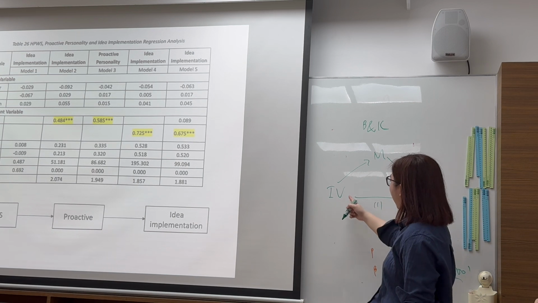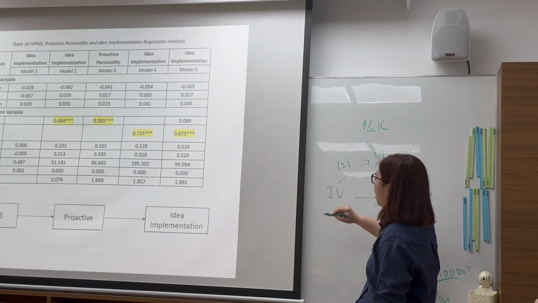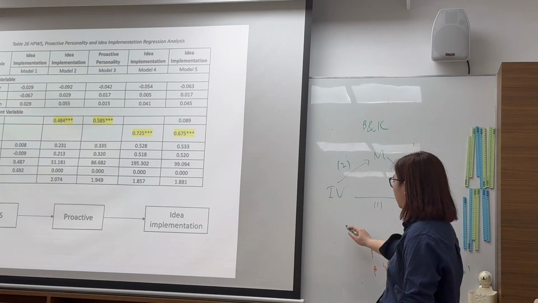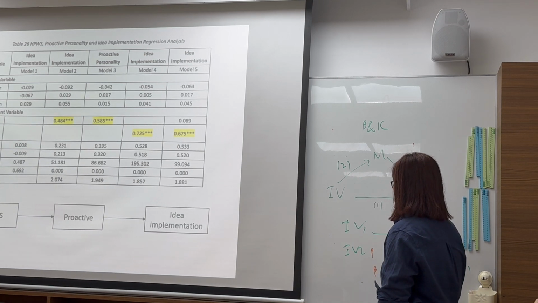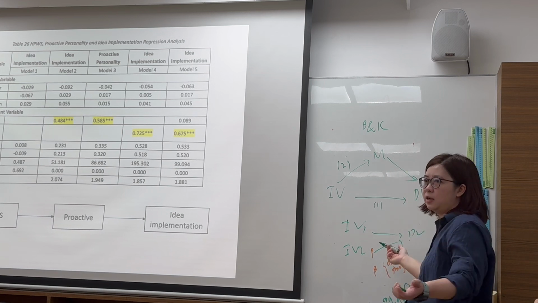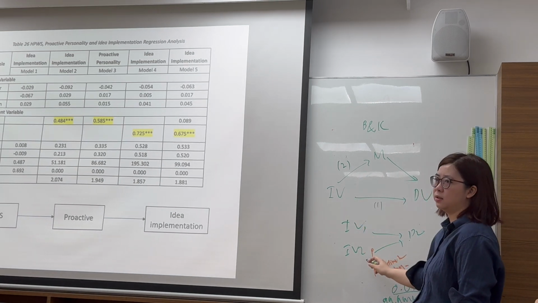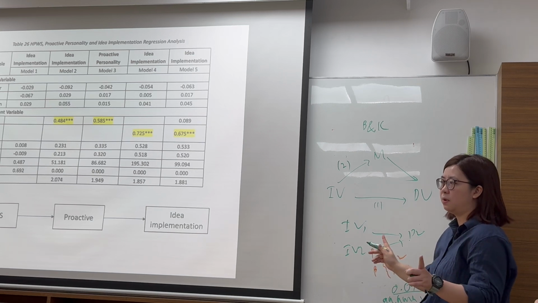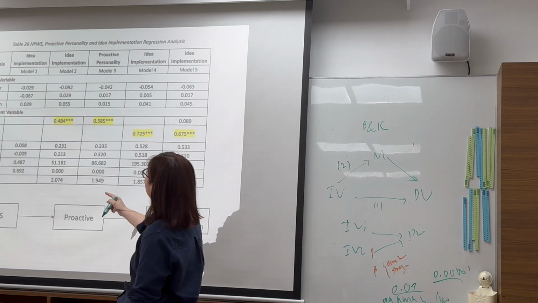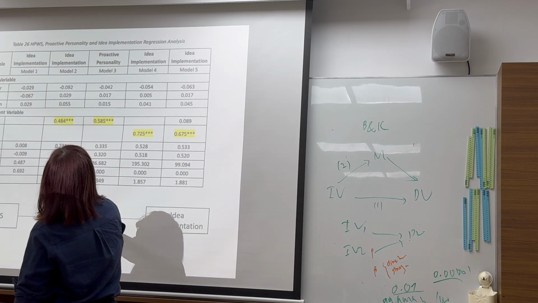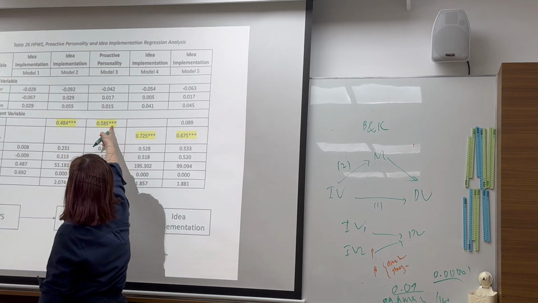Second, the IV has to be significantly related to the mediator. Otherwise, if this one is not, actually it will be like this: IV1, IV2 to DV. If we don't have this number 2, actually we have 2 separate IVs. So number 2, IV to M, SPWS to proactive personality. Here, significant.